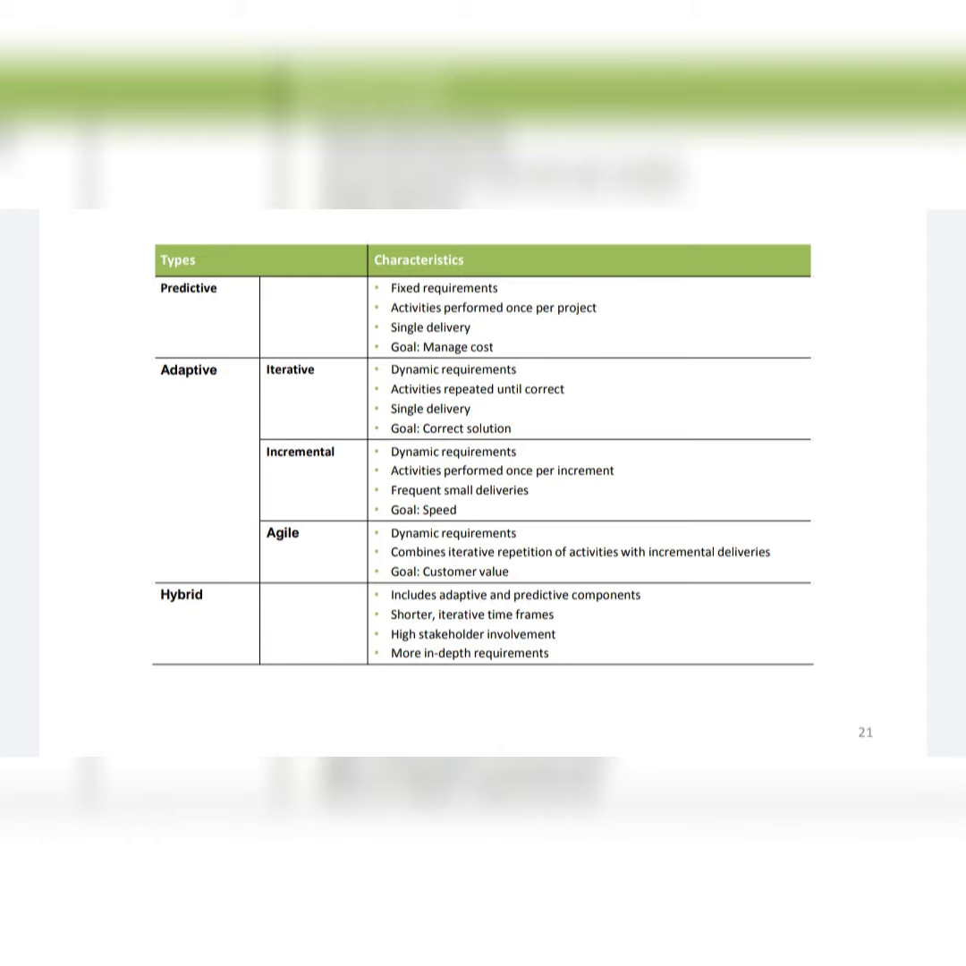In the predictive model, we go by a sequential life cycle model, meaning we finish one phase and then go to the next phase. That is called the predictive life cycle model, or a plan-driven approach. In the iterative model, we do the same thing again and again. For example, if the number of bugs is higher, we keep on testing until everything is clear. That is called the iterative approach, meaning the same phase is done again and again.